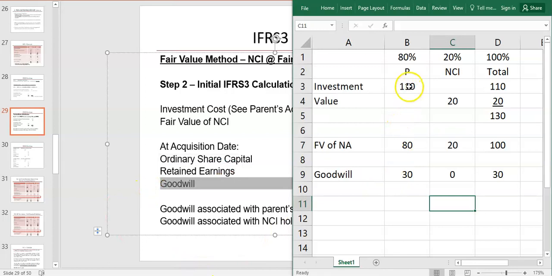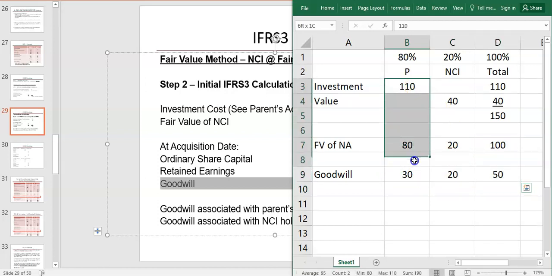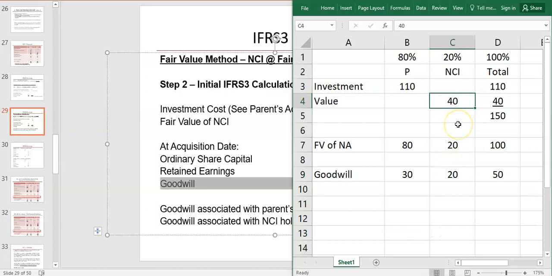So if we split that out, we do 110, now we do 40. This becomes 40, that becomes 150. Goodwill becomes 50 because you're paying 150 to 100, and NCI now has goodwill attached. So the parent doesn't change. Their column doesn't change. The only thing that changes is the value of the NCI, the starting point now is 40 instead of 20, and the goodwill is now gone up by 20 to compensate. So essentially you're increasing your assets and you're increasing your equity in the form of NCI.